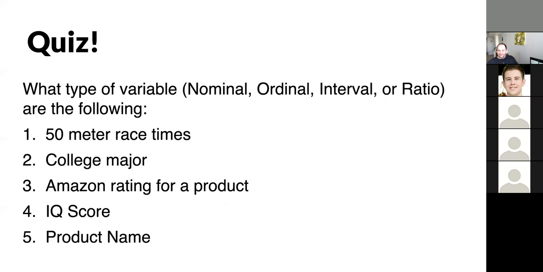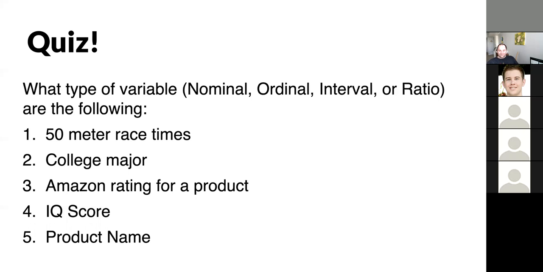Okay, quick quiz, and you can either shout it out or type it into the chat. What type of variable, nominal, ordinal, interval, or ratio, are the following? 50 meter race time. I see a lot of people typing ratio. Yeah, ratio is correct. Now, college major: is it nominal, ordinal, interval, or ratio? Nominal, everybody seems to be correct here.